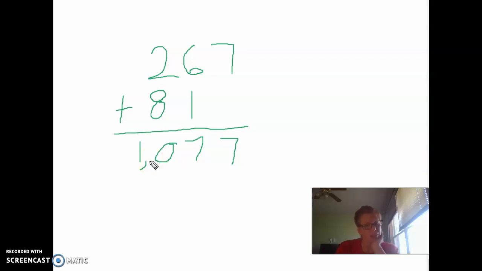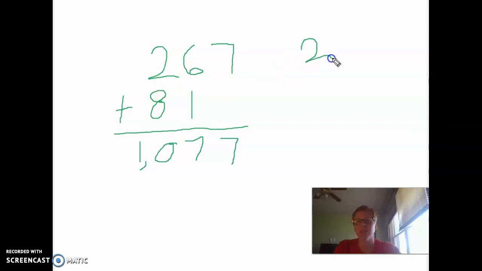If you said the answer is not 1077, you are correct, because I made a big mistake in this addition problem. And it's a mistake people do a lot. Even grown-ups do it. Don't worry, we do it too. But when I wrote out this addition problem, I did not line up my place value spots. You see, I wrote out 267, and then when I wrote out 81, I did not match the place value spots up. I put the 1 in 81 in the tens place, and I put the 8 in the hundreds place. That's a big mistake.